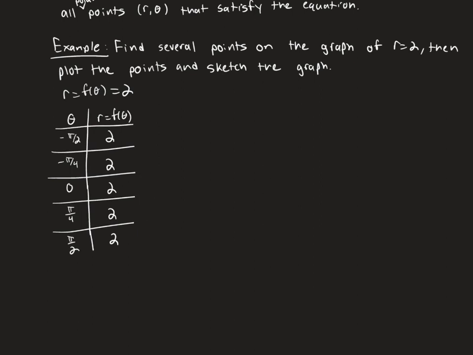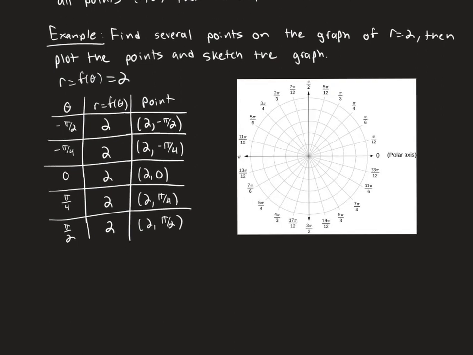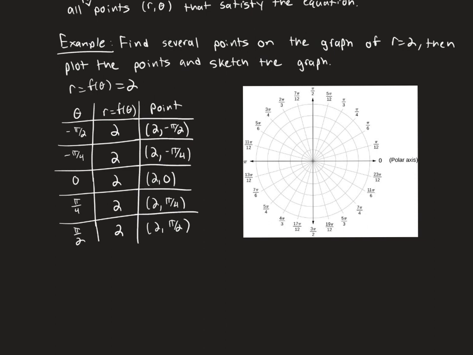Just like in a table for a function of y and x, each of these corresponds to a point. Usually we don't do this third column, but this corresponds to the polar point 2 comma negative pi over 2, and this is 2 comma negative pi over 4. This is 2 comma 0, 2 comma pi over 4, and 2 comma pi over 2. Okay, now we can plot these points.